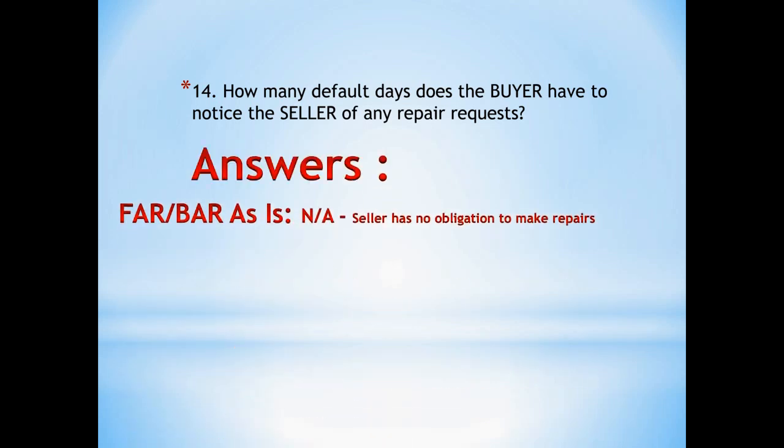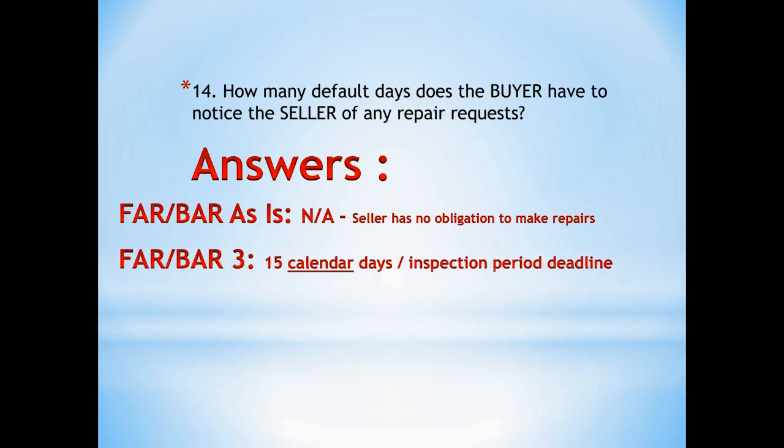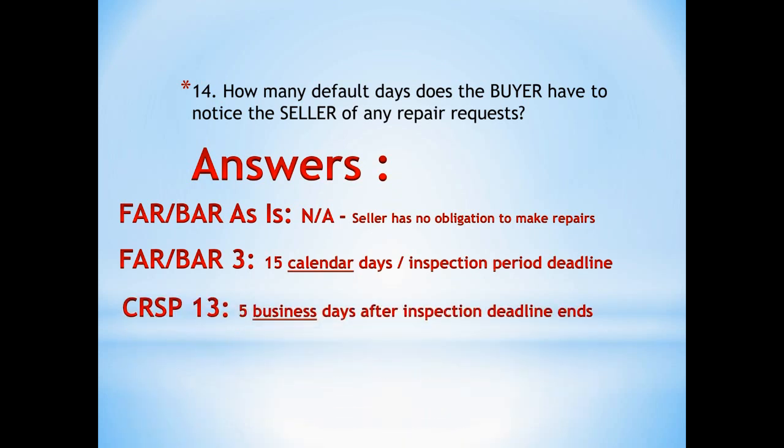The FAR/BAR as-is, NA, the seller has no obligation to make repairs. So there's no days for the buyer to notice the seller of any repair requests, because technically they're not supposed to ask for any. Under the FAR/BAR 4, they have 15 calendar days under the default unless you negotiate something different. Basically, the end of the inspection period deadline is when the buyer has to notify the seller in writing of any repair request. Under the CRISP 14, they have 5 business days after the inspection deadline ends.